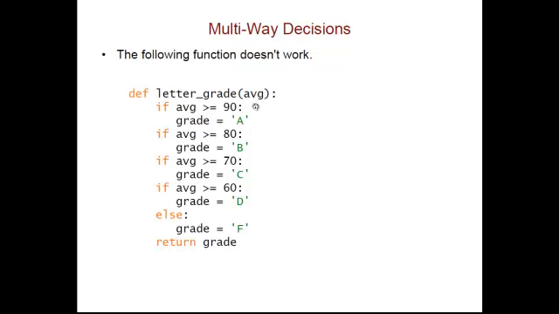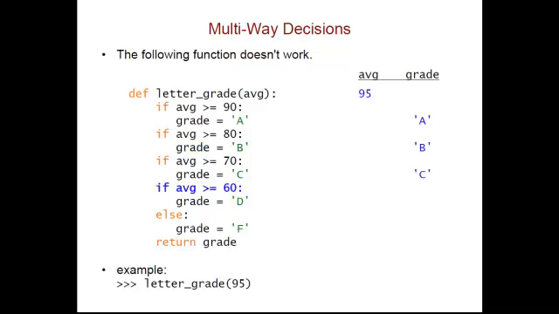This function is supposed to take a numeric average and return the appropriate letter grade, but as it stands it doesn't work. Let's trace through a case to see why. So if we pass in 95 for the average, we begin with the first if statement, and the condition is true, so we assign the string A to grade. But the next condition is also true. 95 is greater than or equal to 80, and so now the grade becomes B. And all of these conditions are true, so we keep updating the grade. And then we finally skip this last assignment because it's in the false block, and we return the string D. So we get the incorrect return value here.